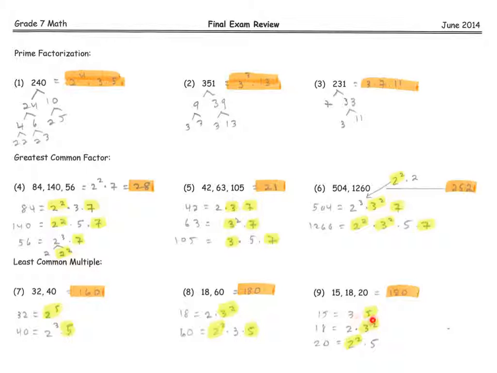I took the 5 from the 15. I took the 3 squared from here because there are more 3's in 3 squared than in plain 3. And I took the 2 squared from here because there are more 2 squareds than there are plain 2's. And when you make 2 squared times 3 squared times 5, you get 180 again.